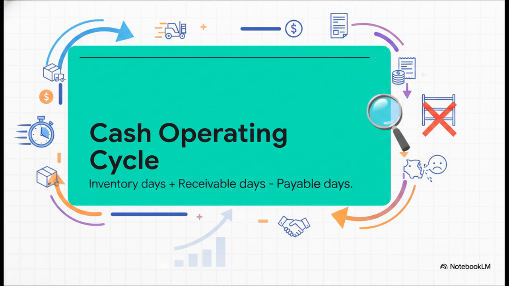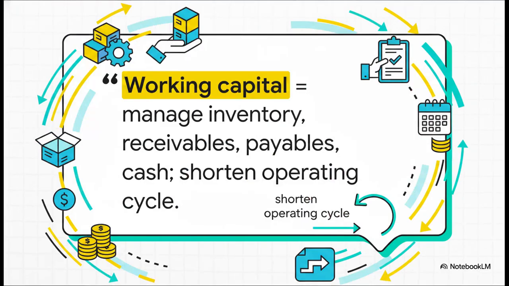Your cash operating cycle is simply your inventory days plus your receivable days minus your payable days. The entire goal here, the core objective, is to minimize the cash tied up in working capital. You want this cycle to be as short as humanly possible. But, here's the real catch. You have to shorten it without running out of stock, without triggering a bunch of bad debts, and definitely without angering your suppliers.